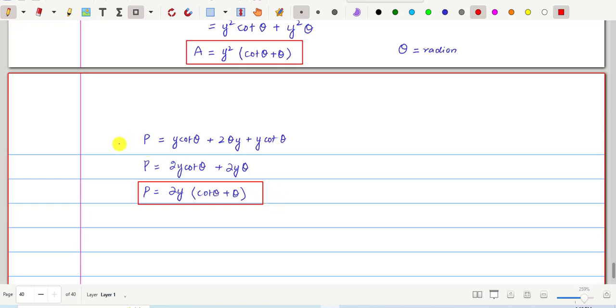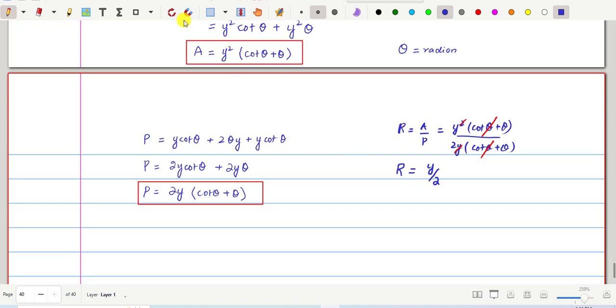Okay, so these are two formulas to find the cross-sectional area and wetted perimeter. If you want to see the relation for the hydraulic radius, let's see the hydraulic radius, which is area divided by wetted perimeter, right? We can write this as y square (cot theta plus theta) divided by 2y (cot theta plus theta). Cot theta plus theta cancels with cot theta plus theta, and one y is cancelled. So in the case of a triangular canal, the hydraulic radius will equal y by 2, half of the depth of the canal. You can get this in some MCQs.